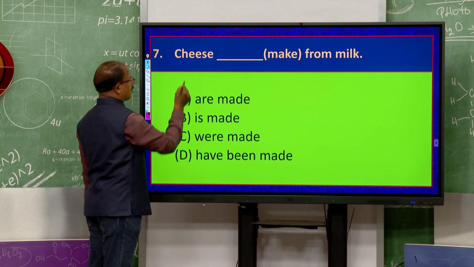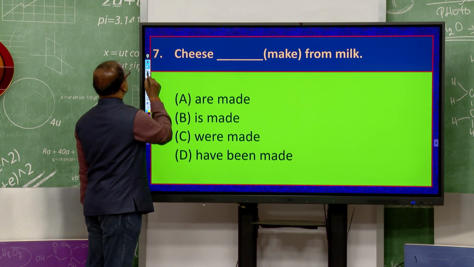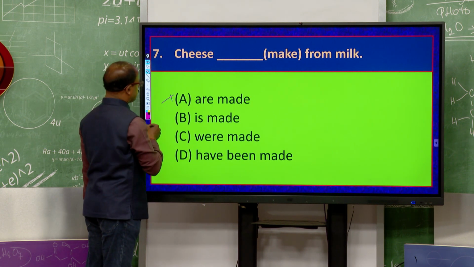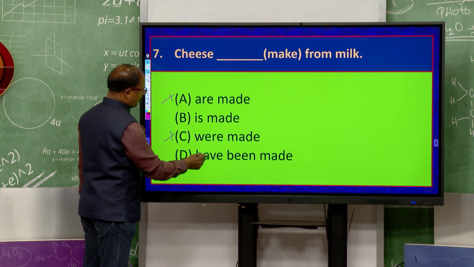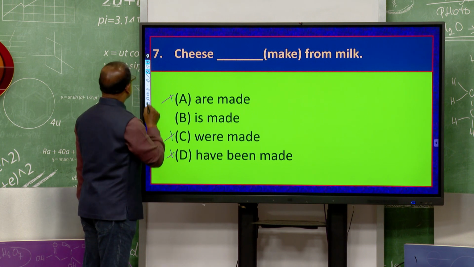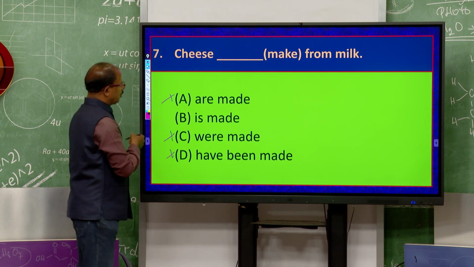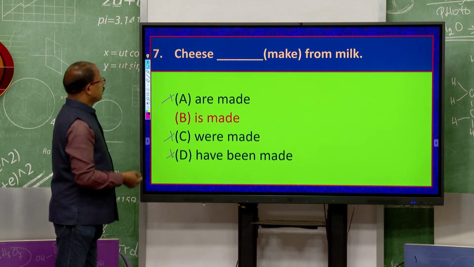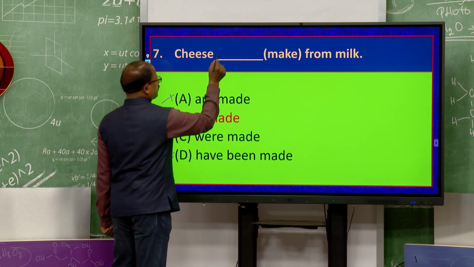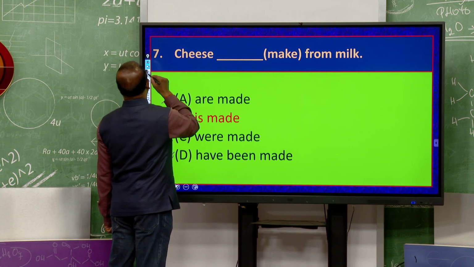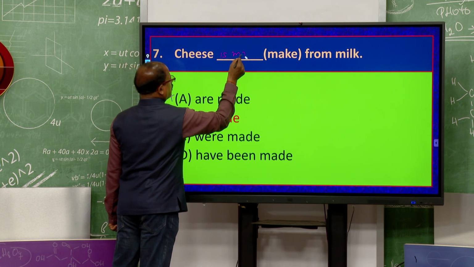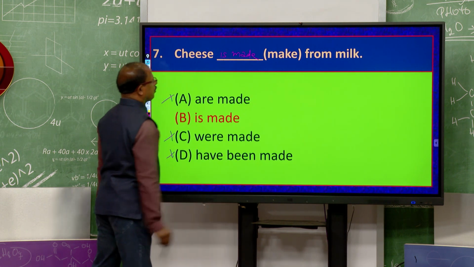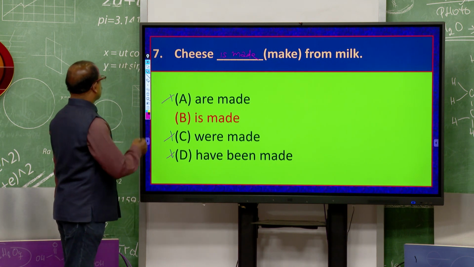So, cheese is uncountable. So, no question of "are", rejected. Then "were" also and "have been" also not. I think this is the right answer. Let us see the correct answer, is made. So, cheese is made from milk. This is the correct answer, right.